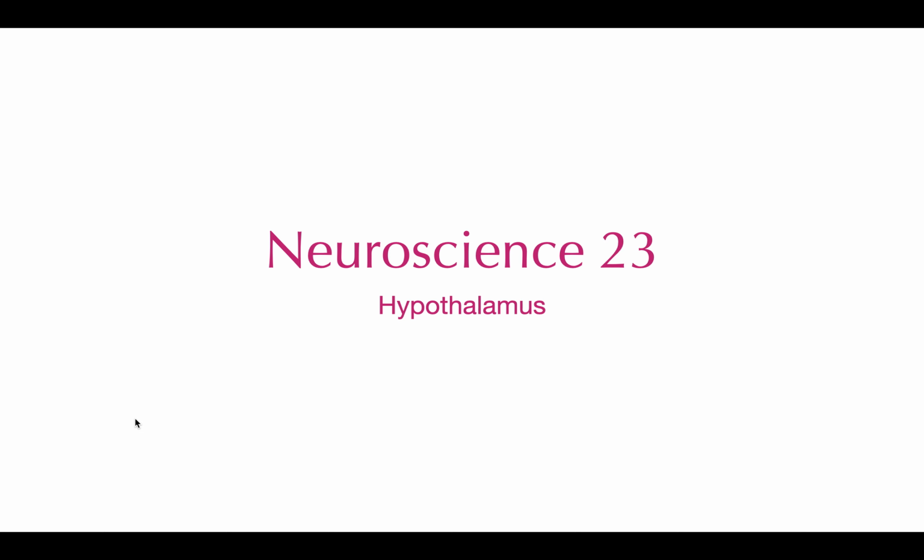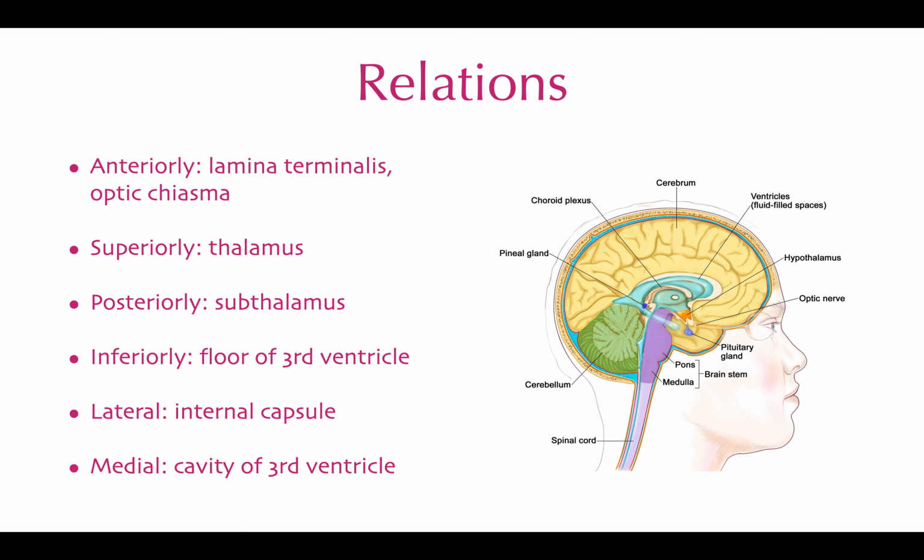Today we're going to go through the functions of the hypothalamus. And we're going to start with the anatomical relations. So, anteriorly is the lamina terminalis. More importantly, the optic chiasm is an important landmark. Superiorly is the thalamus. Posteriorly is the subthalamus. And inferiorly is the floor of the third ventricle. Laterally, the hypothalamus is going to be constrained by the internal capsule, and medially is going to be the cavity of the third ventricle.